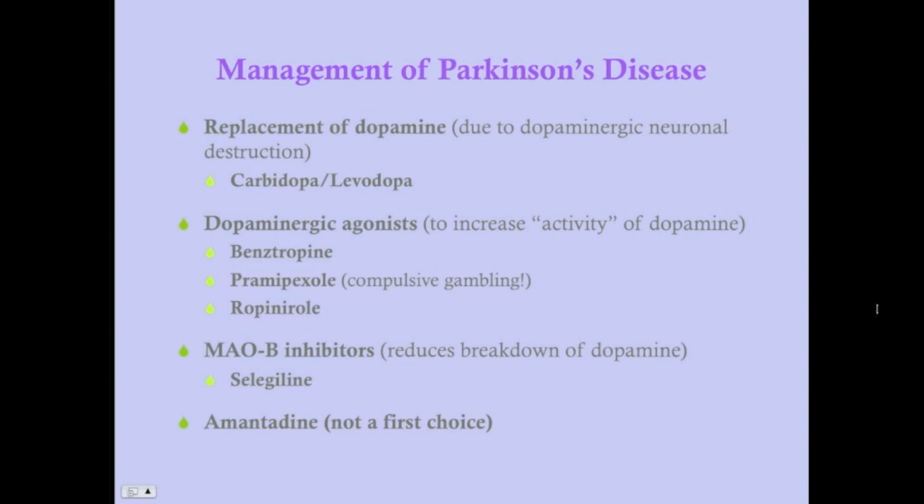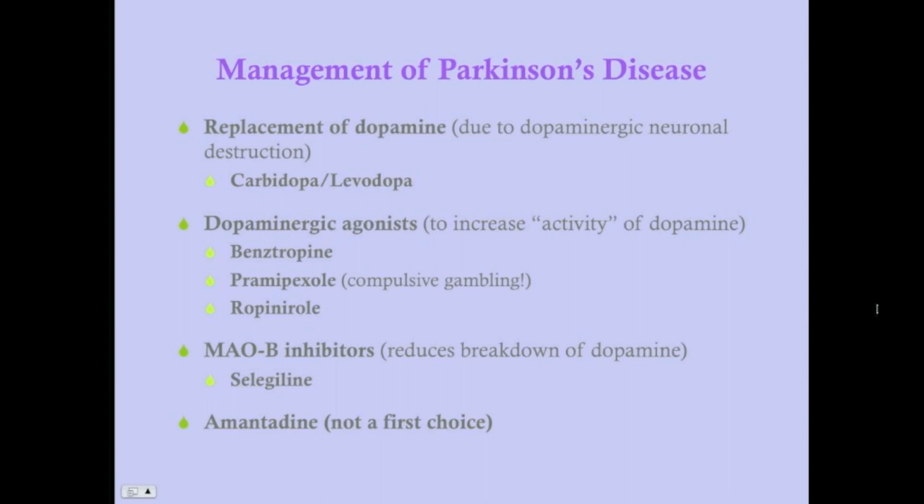Dopaminergic agonists are also given, and they increase the quote-unquote activity of dopamine. Obviously, these things aren't dopamine, but they simulate dopamine. So that's benztropine, pramipexole, and ropinirole. Remember that pramipexole has a very unique side effect of compulsive gambling. It's not common, but when you hear about compulsive gambling developing all of a sudden, and the patient has Parkinson's disease, pramipexole should be front of your mind.